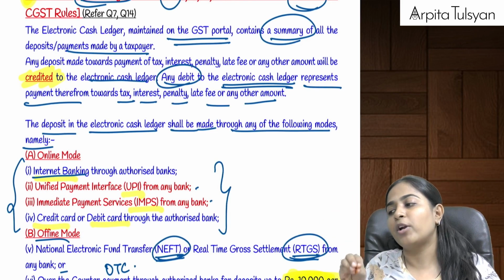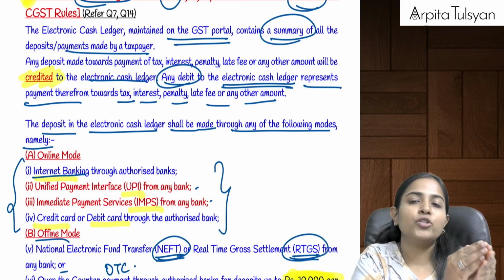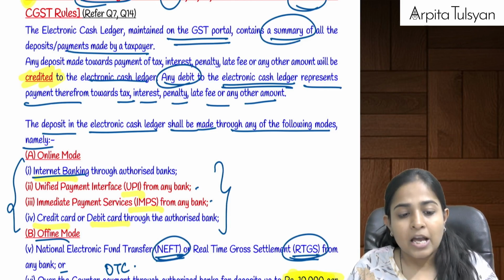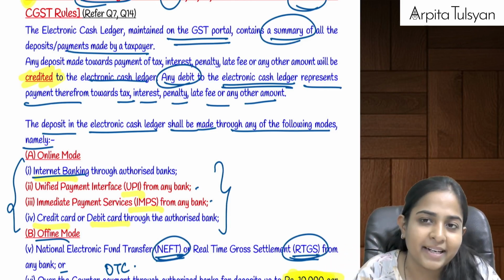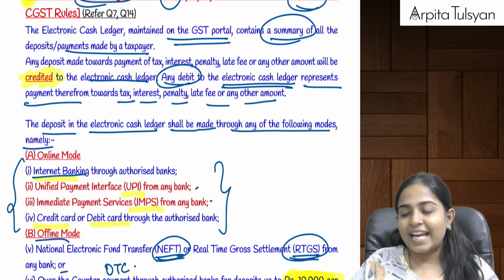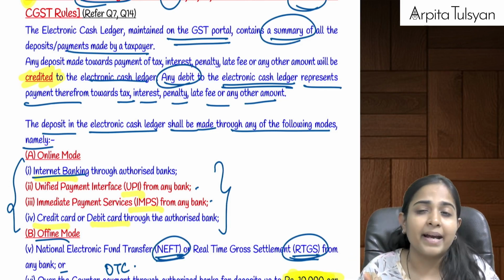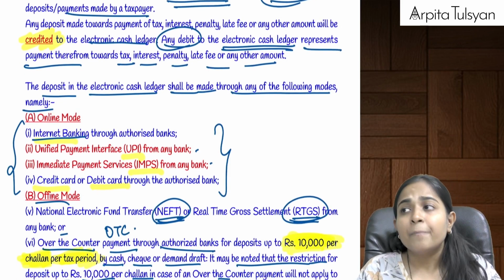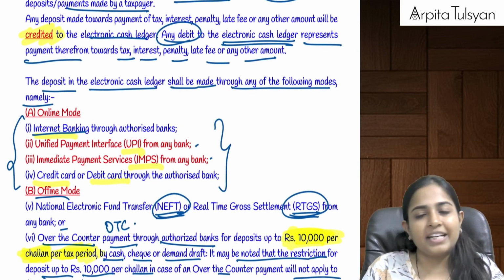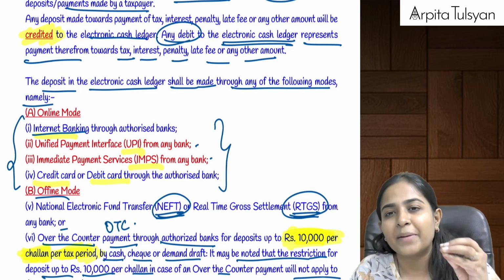Okay, why are we putting some amount in the electronic cash ledger? So that the cash ledger amount can be used for discharging our liabilities. Okay, ma'am, how to refill this e-wallet, or how to deposit the money in this electronic cash ledger? So this can be done by online mode, that is IMPS, net banking, debit card, credit card, UPI, etc. These methods can be used. Or alternatively NEFT, RTGS, or over the counter payment up to rupees 10,000 per Chalan per tax period.